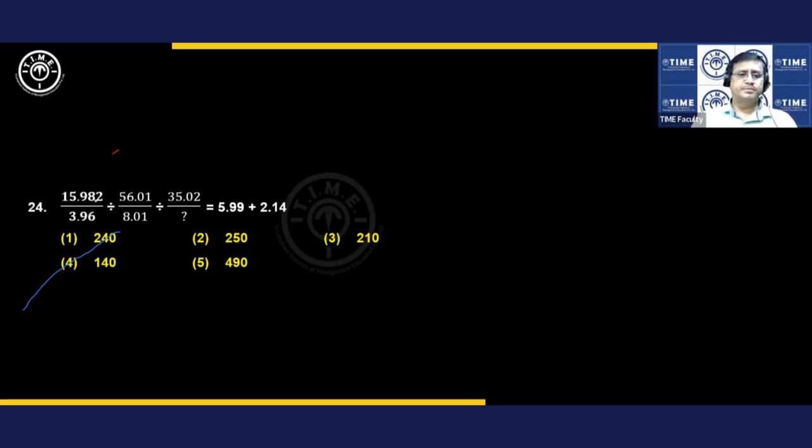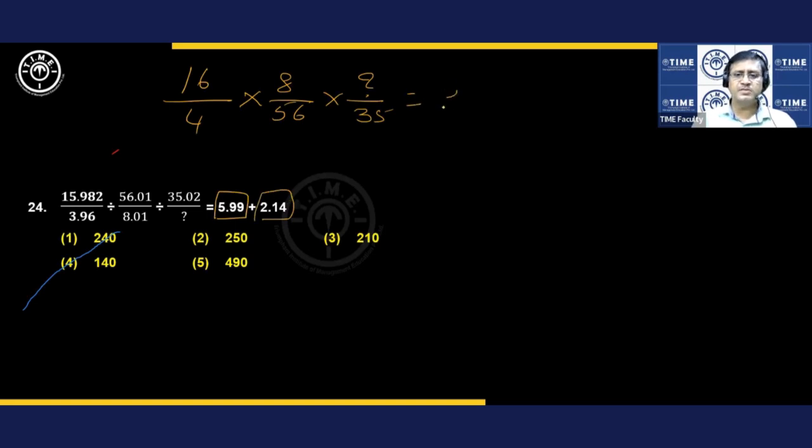$15.982, approximately it is 16. 3.96, approximately 4. Divided by means when you change it as a into, the fraction will get reversed. Means 8 by 56 into question mark by 35 equal to sum of these two parts. Here it is 6 plus 2, 6 plus 2 means 8.